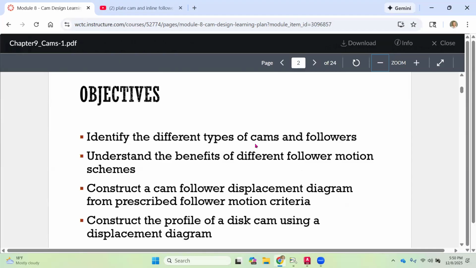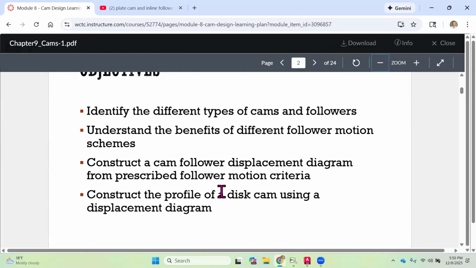So our objectives here are really to look at CAMs and followers. They're an integral type of mechanism, truly, but they work a little bit differently than some of the things that we've seen thus far. The 2 main things that we're going to be doing are constructing CAM follower displacement diagrams, and also constructing the profile of a disc or plate CAM to go along with a displacement diagram.